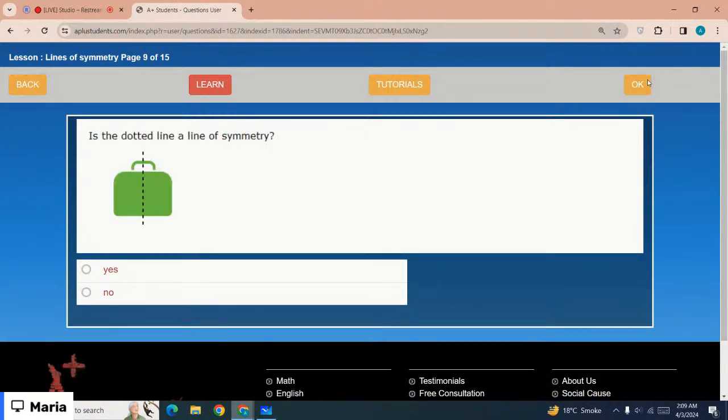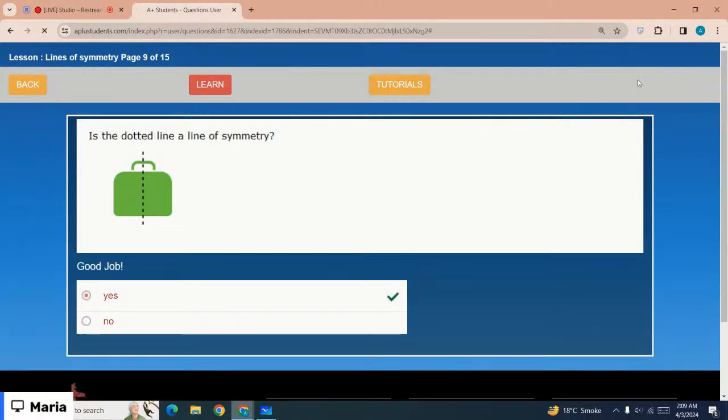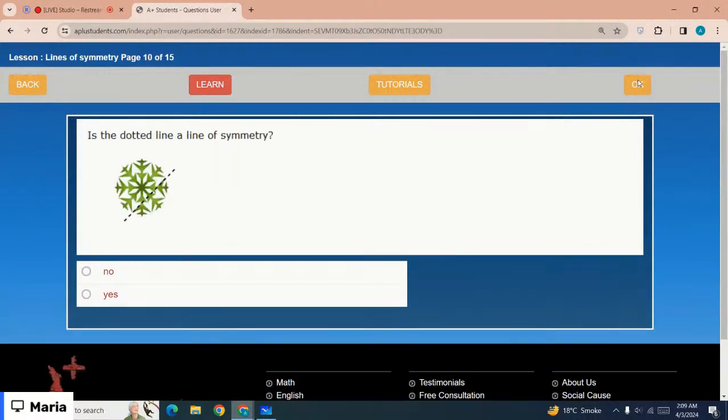Is the dotted line a line of symmetry? Yes, it is a line of symmetry, right? The correct option is yes. Is the dotted line a line of symmetry, which is the correct option?